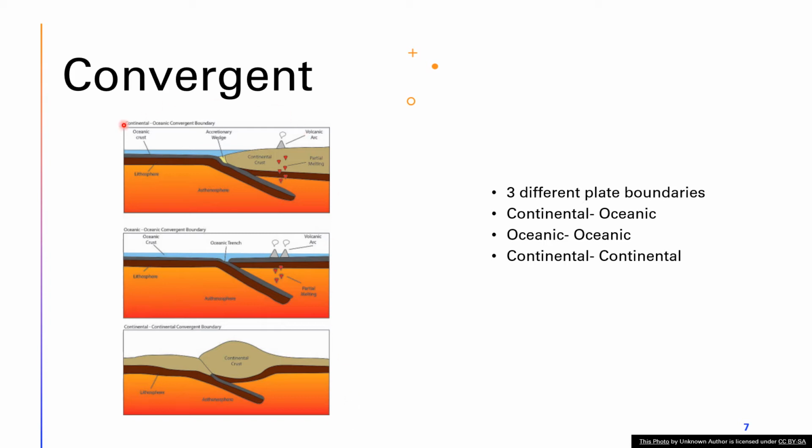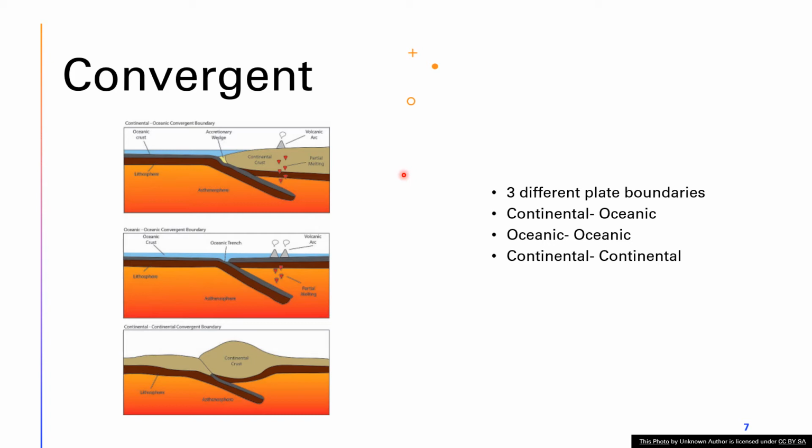In this first image right here, we have a continental-oceanic convergent boundary. This is when oceanic crust is colliding with continental crust. This right here is the oceanic crust, and on this side is the continental crust. The oceanic crust will subduct underneath the continental crust because it is heavier. Therefore, as it moves underneath, the magma right here will start to rise up and push up towards the continental crust due to the pressure.